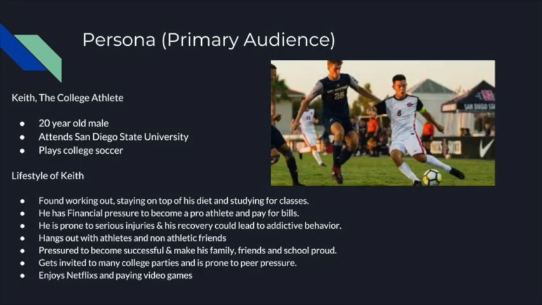For personas, we have Keith, the college athlete. His personal background is that he's a 20-year-old male. He attends San Diego State University. He plays college soccer. For his lifestyle, he's usually found working out, staying on top of his diet, and studying for classes. He's financially pressured to become a pro athlete and pay for bills. He's prone to serious injuries, and his recovery could lead to addictive behavior.